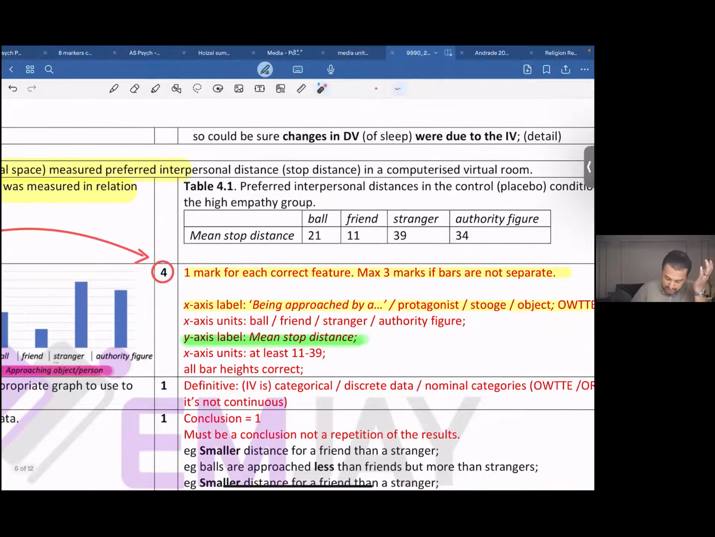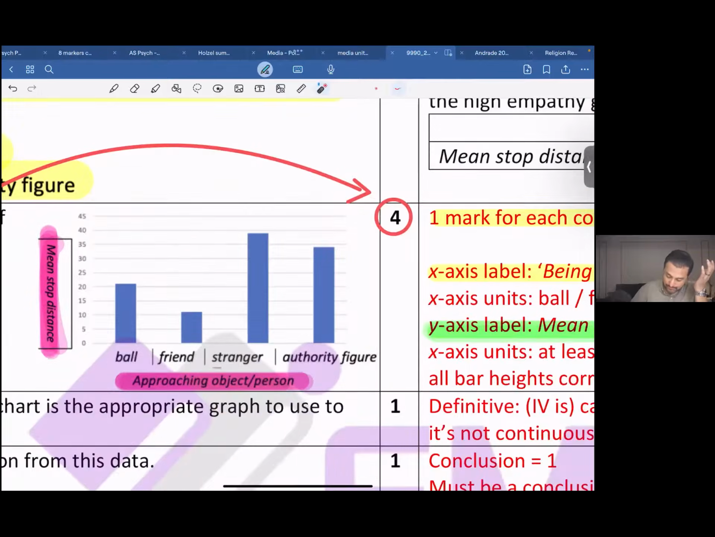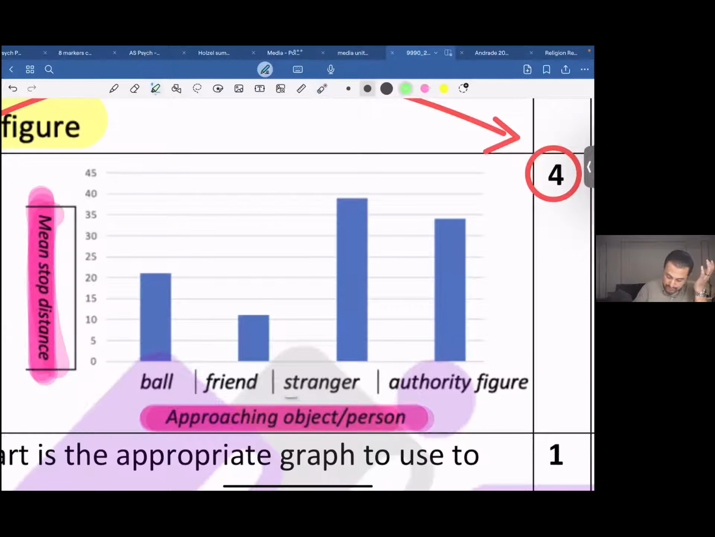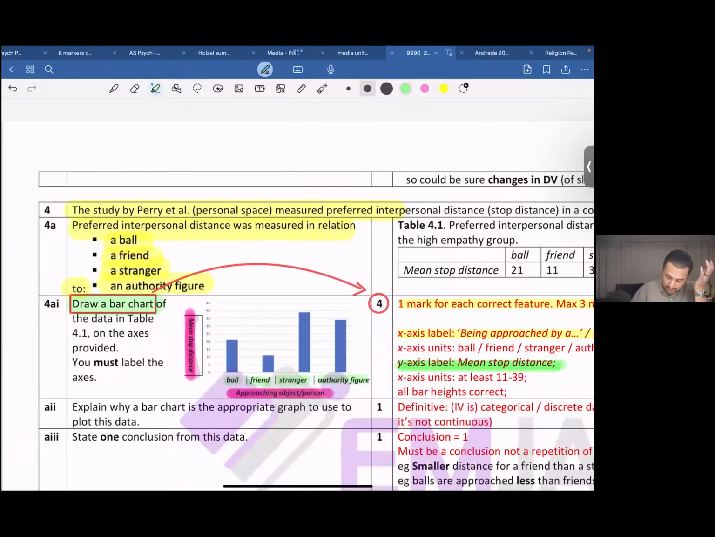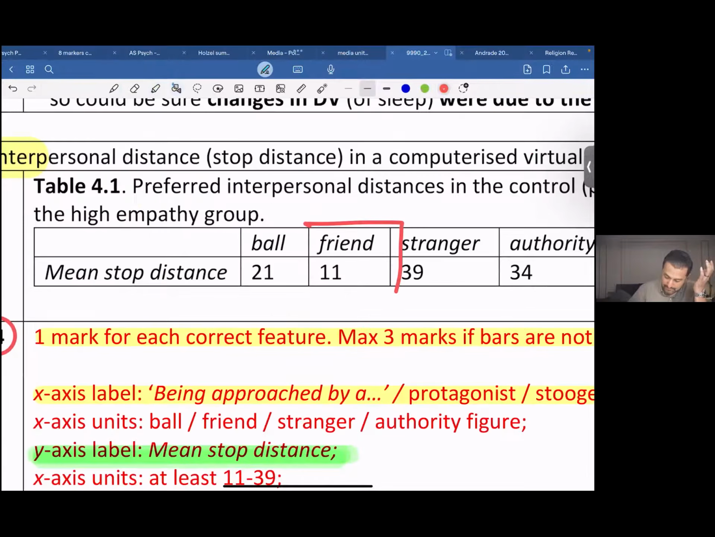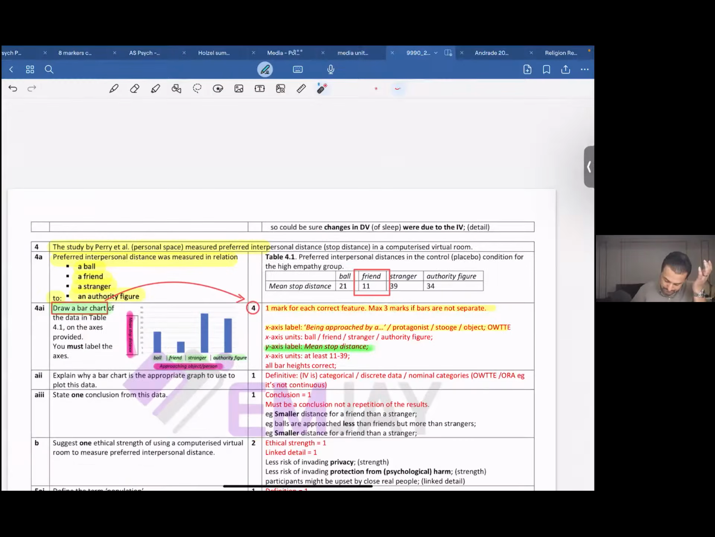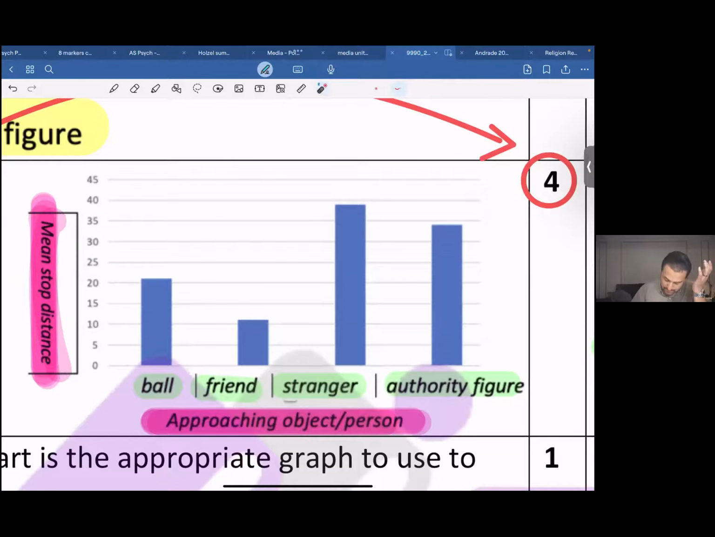Of course, this wouldn't be very difficult to draw. You are labeling the units over here as well. Ball, friend, stranger, authority figure. The smallest distance over here was for the friend. You have a look. This one being 11 here, a little above 10.